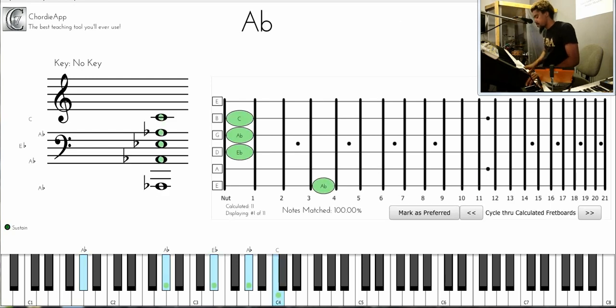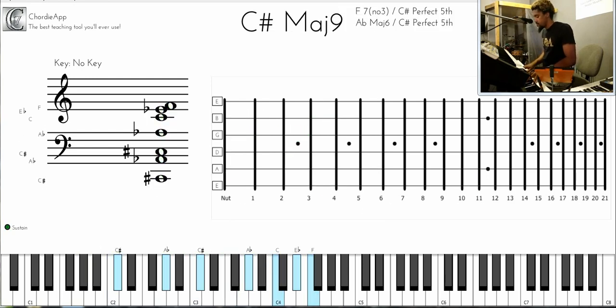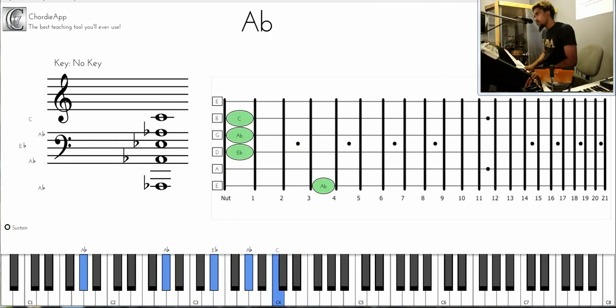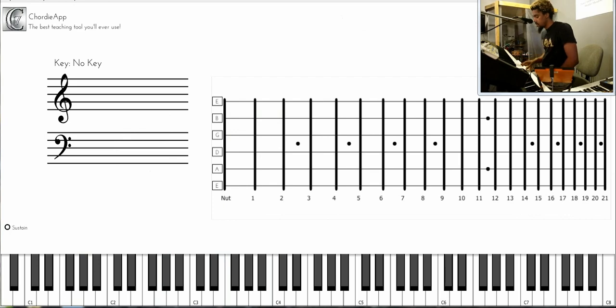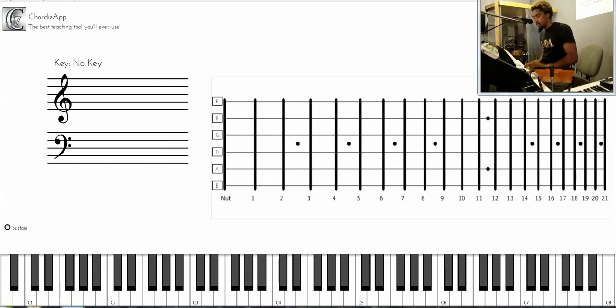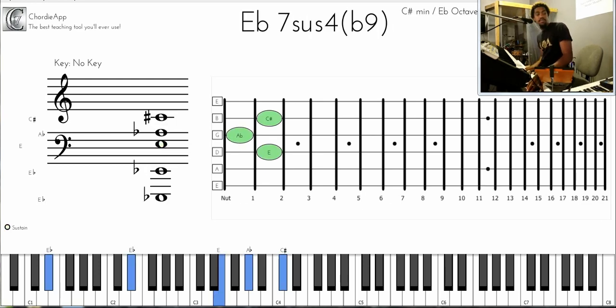All right. So what I did just then was a minor 4. You'll see it says C sharp minor over E. But if I just put the C sharp in the bass, it becomes just a regular C sharp minor, okay? It's just saying over E because it's representing that inversion and I don't have a key center, okay? Now when I put this bass in, it becomes an E flat 7 sus 4 flat 9.